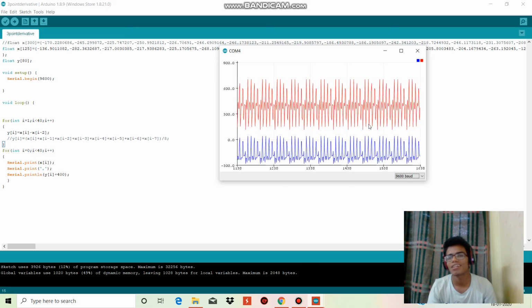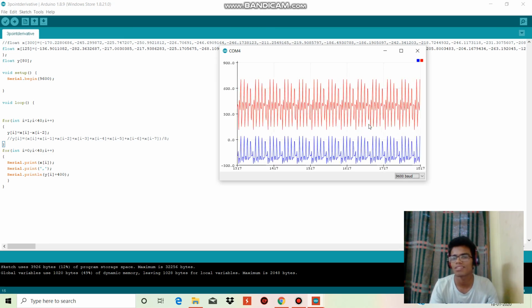So both of these filters are acting like a high pass filter, and the moving average filter is acting like a low pass filter.